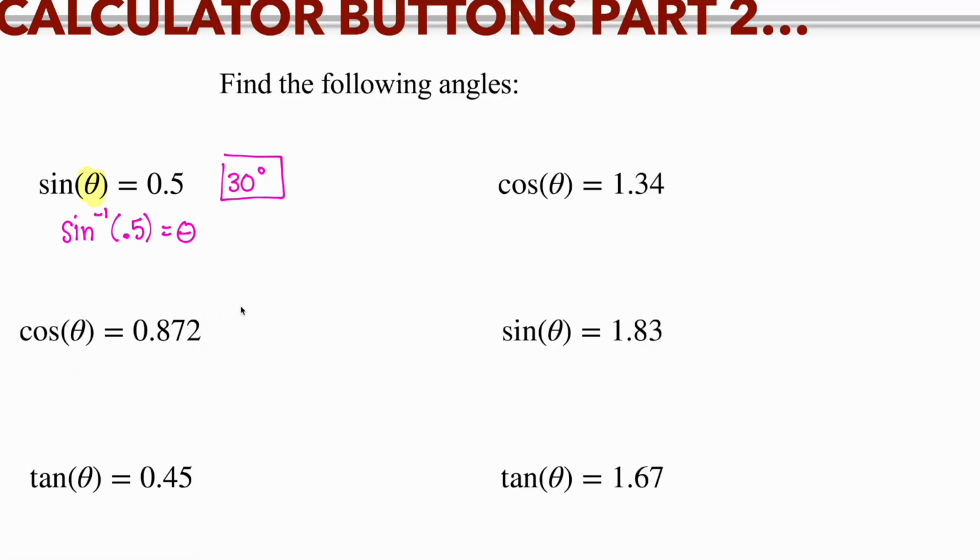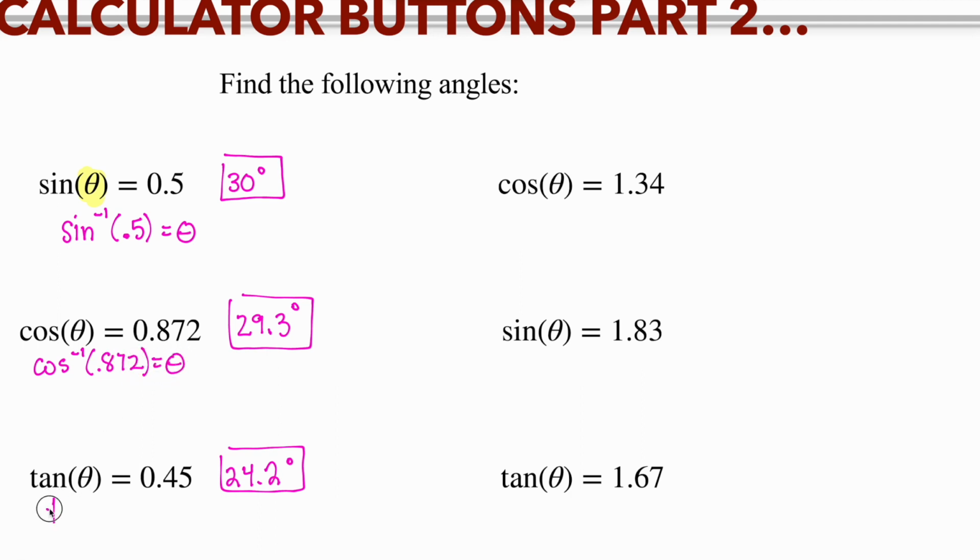So in this case, we will get 29.3 degrees. Do not forget the degrees. And here we'll get 24.2 degrees. Again, if you're trying to find an angle, you will do the inverse of your number, and that will tell you your angle. Same thing with this one, take the inverse to find your angle.